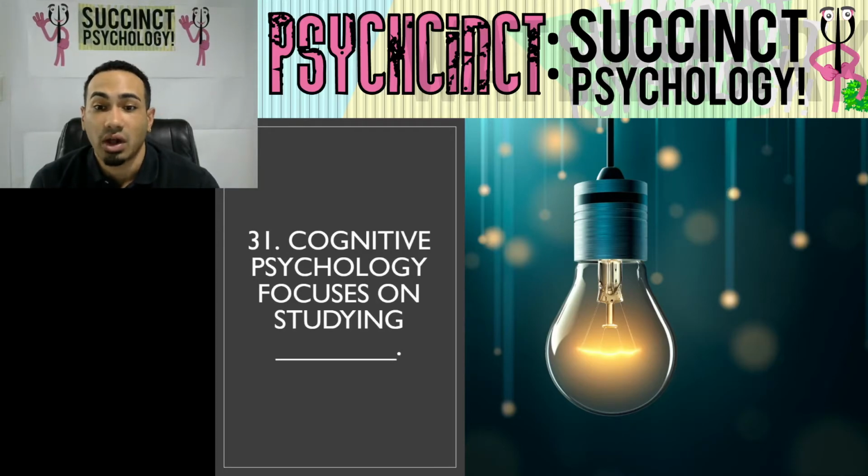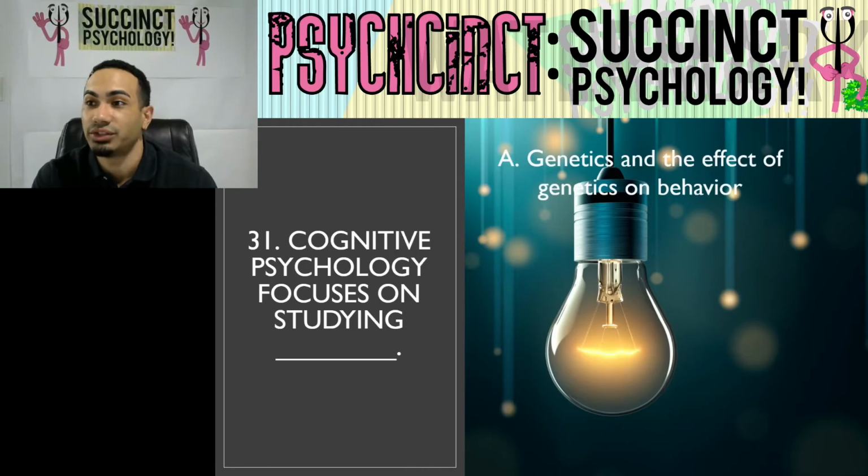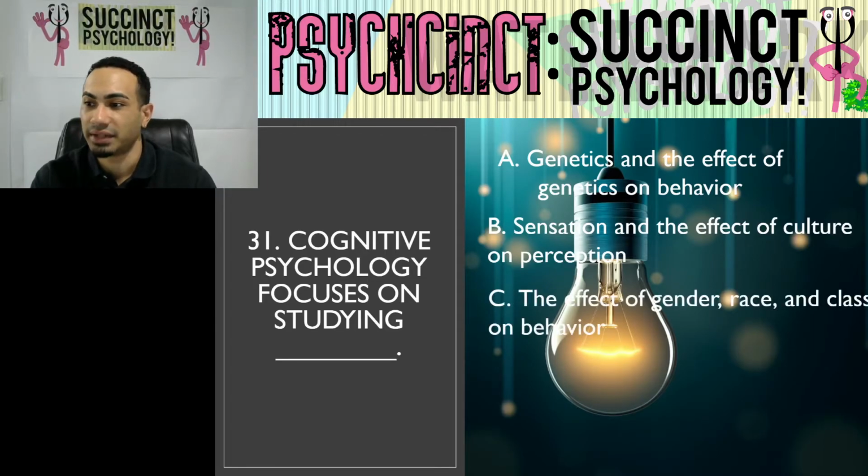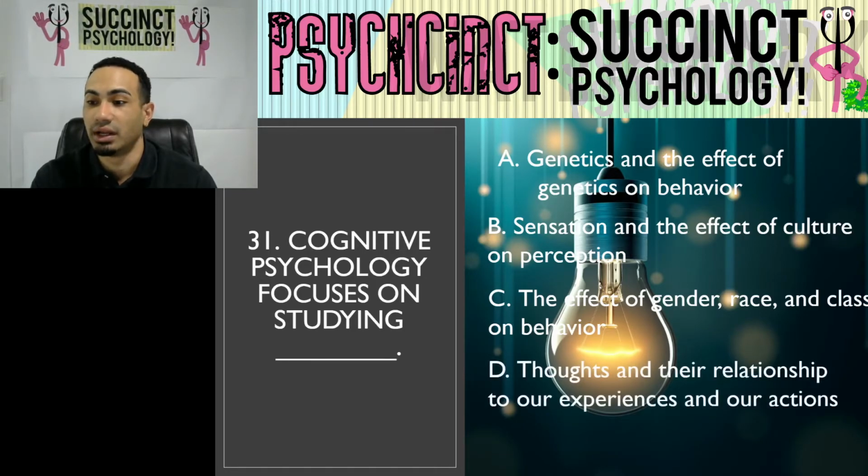Alright, cognitive psychology focuses on studying: A, genetics and the effect of genetics on behavior, B, sensation and the effect of culture on perception, C, the effect of gender, race, and class on behavior, or D, thoughts and their relationship to our experiences and our actions.